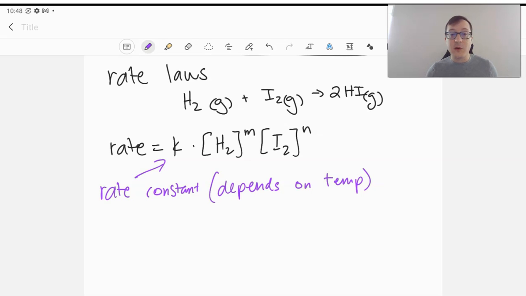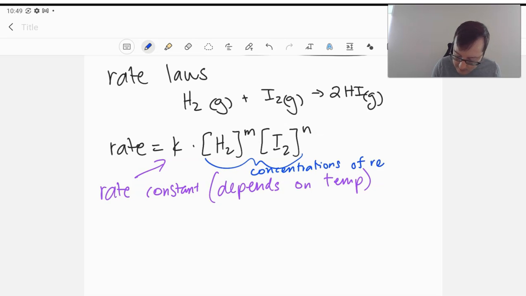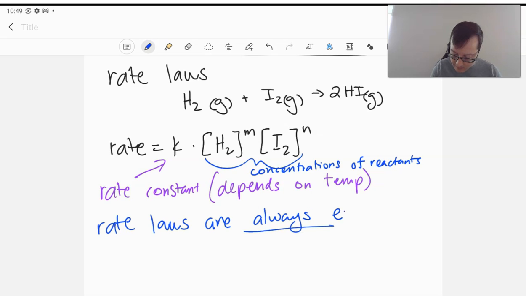We also have, as part of this equation, the concentrations of our reactants raised to coefficients. We'll see what those coefficients will be when we look at some data. These concentrations of reactants are raised to powers. One thing to note is that rate laws are always experimental, or we can say experimentally derived.